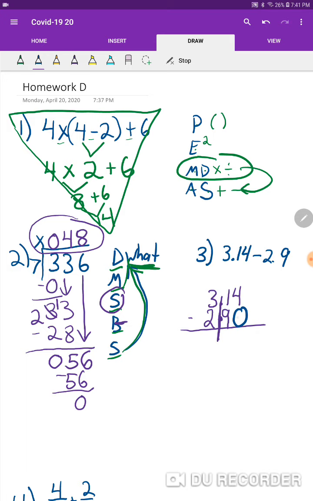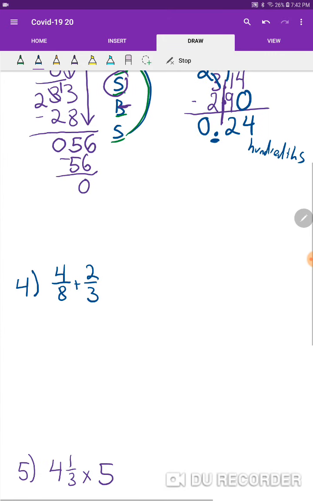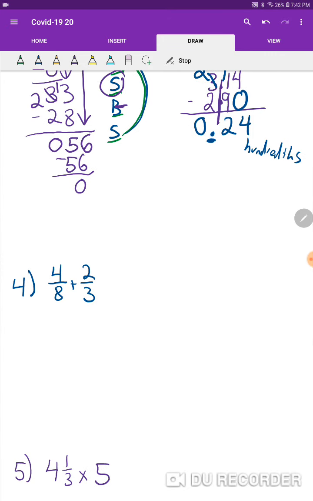And subtract. 4 take away 0 is 4. 1 take away 9, you can't do it. Let's borrow, make that a 2. This becomes an 11. 11 minus 9 is 2. And 2 take away 2 is 0. So your answer is 0 and 24 hundredths, or 24 hundredths.